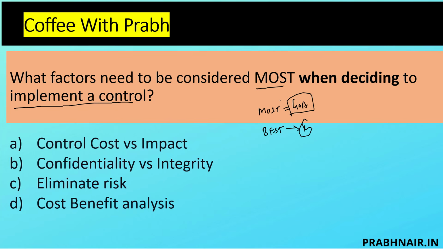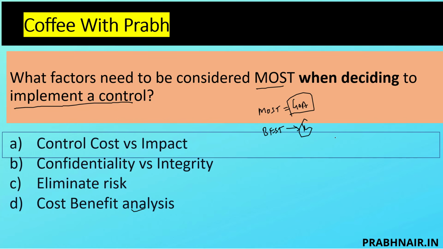So the question says what factor needs to be considered most. Most means 90%, maximum people. When deciding to implement a control, cost versus impact makes sense, because we have to see the cost of the control and we also see what level of impact it reduces. We don't limit it to only confidentiality and integrity because we have availability. Risk cannot be eliminated. Only based on a cost benefit analysis, we cannot take a call. Example, there is a firewall which is cost effective, but there's no point if it does not reduce the impact. So a control is introduced to reduce the impact, but we also need to see the balance of control cost. That is why I will go with the answer A for alpha.